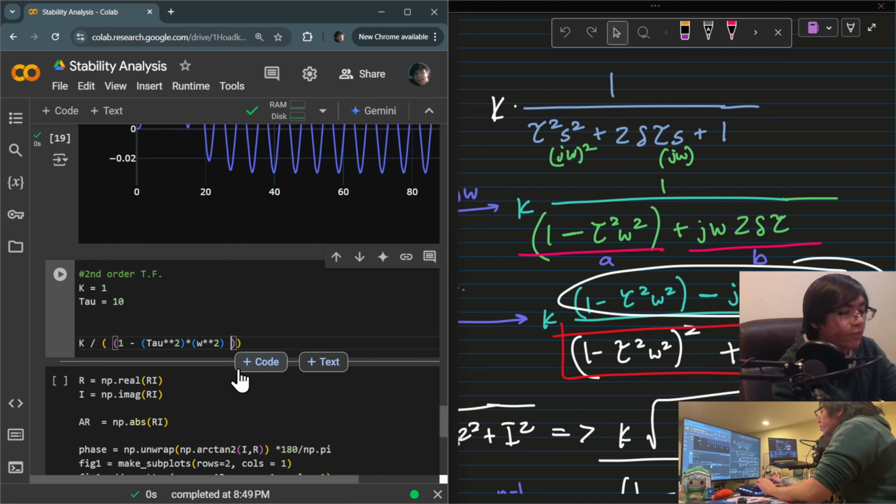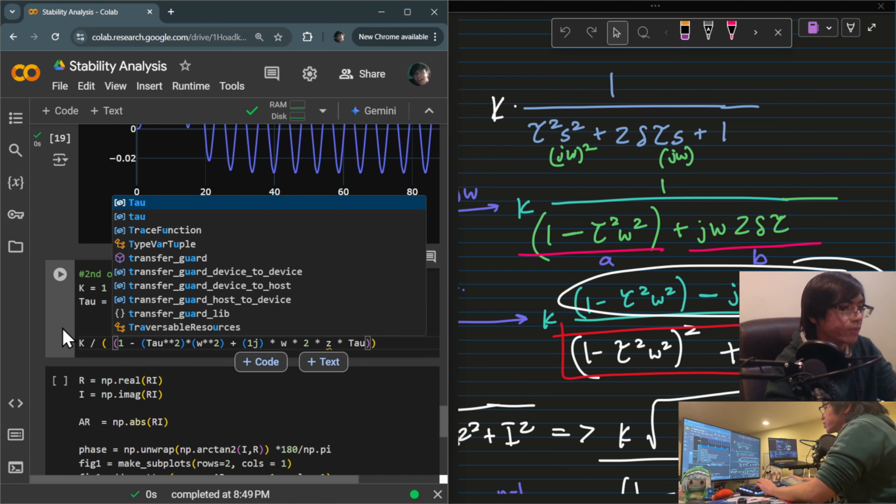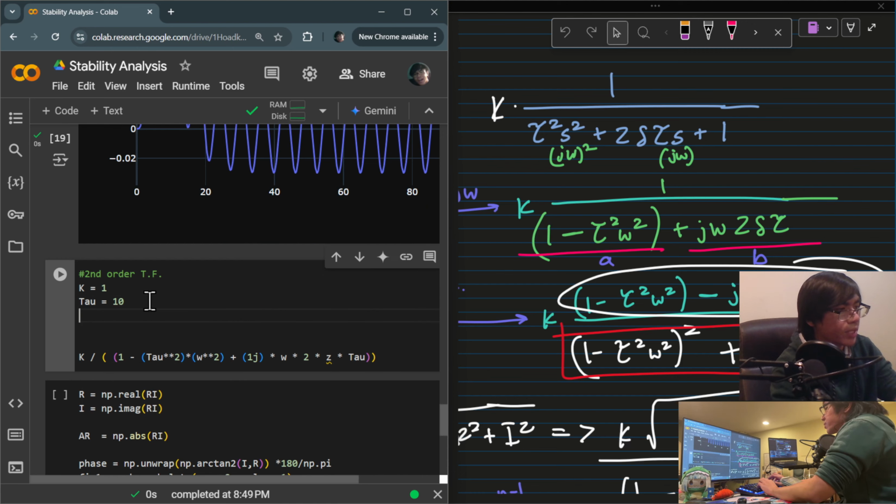So I'll do another one. What else do we have? We have plus j omega. So j is just 1j. That's how you multiply it. Since j is built in, we have omega times 2 times zeta. So zeta was another thing I need to type in, and then tau. I'll define our zeta. Zeta being our damping factor. Is it zeta? Oh, I thought sigma. So zeta is z. Let's make it 0.1.